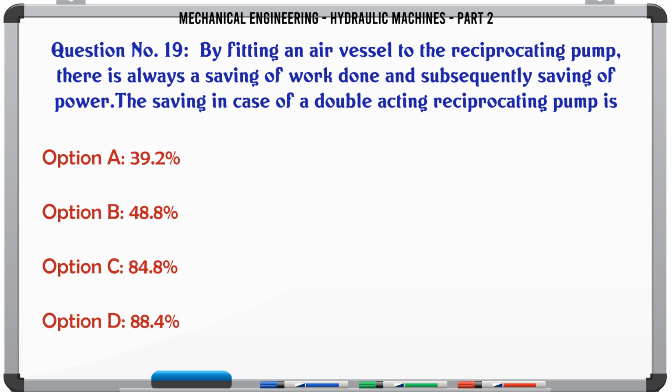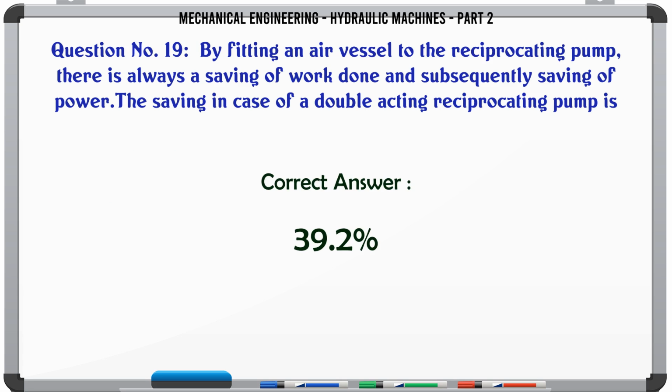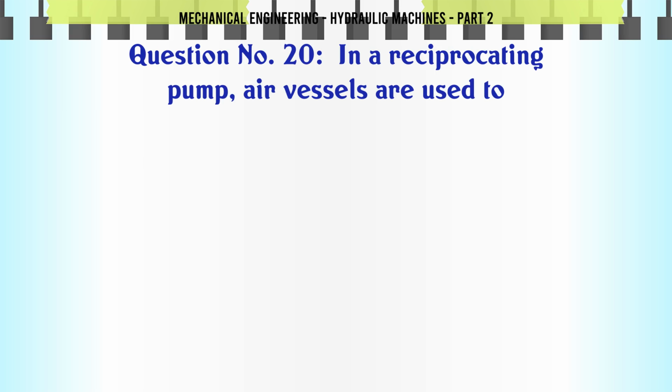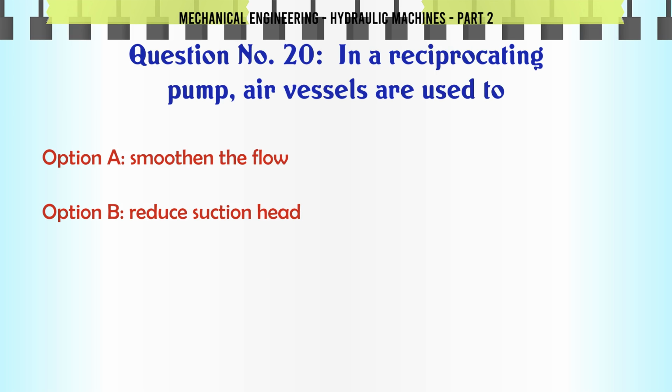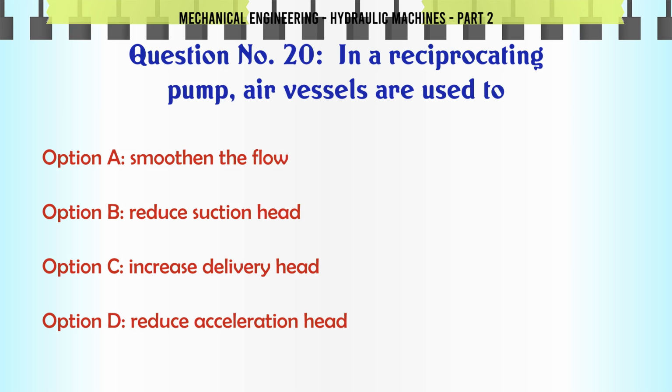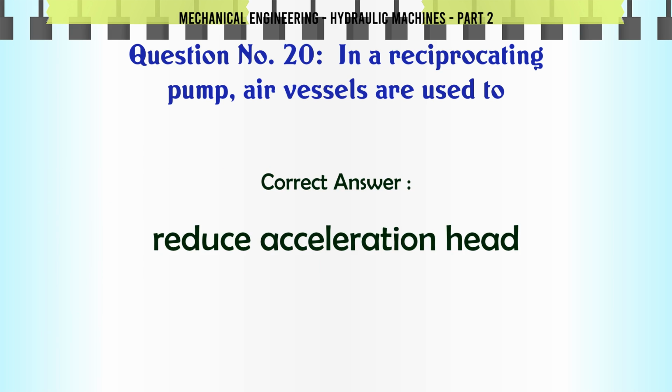A. 48.8, C. 84.8, D. 88.4. The correct answer is 39.2. In a reciprocating pump, air vessels are used to A. Smoothen the flow, B. Reduce suction head, C. Increase delivery head, D. Reduce acceleration head. The correct answer is reduce acceleration head.